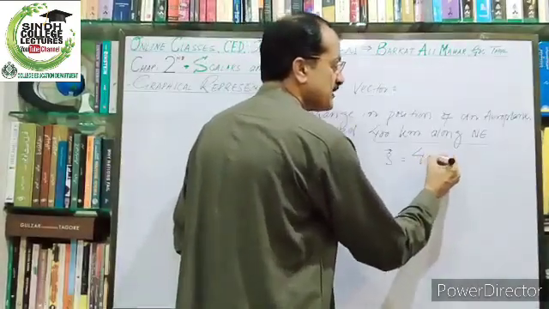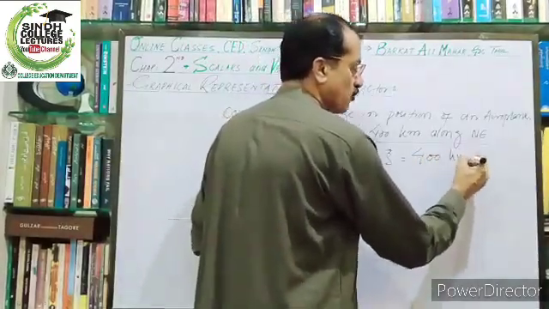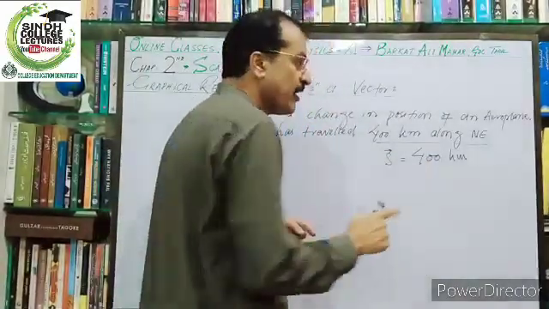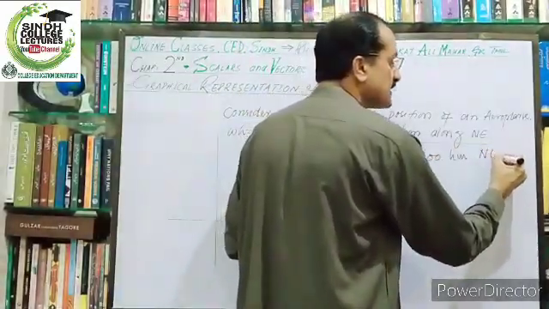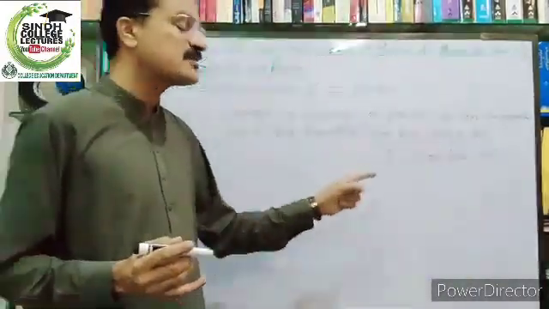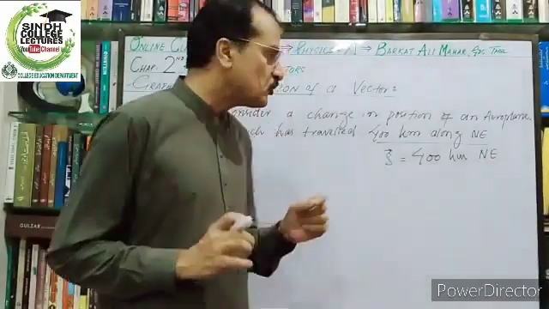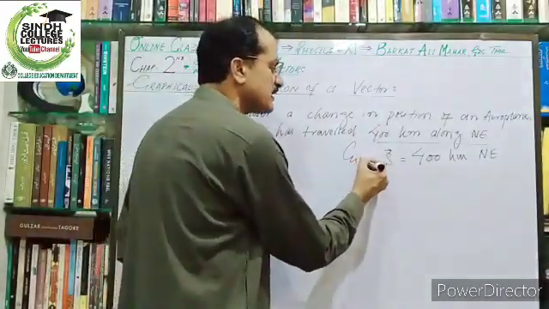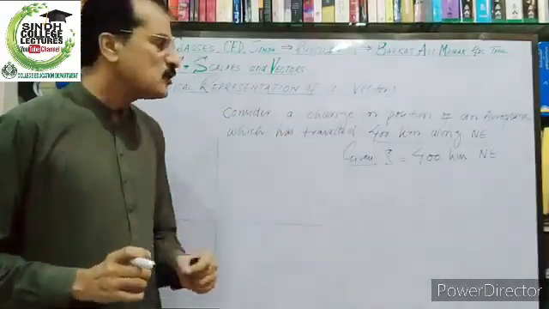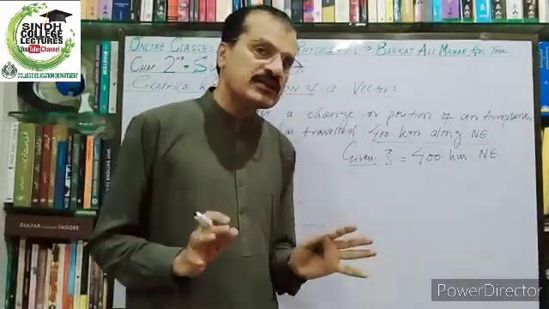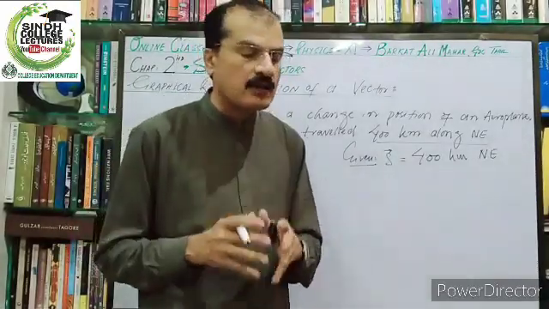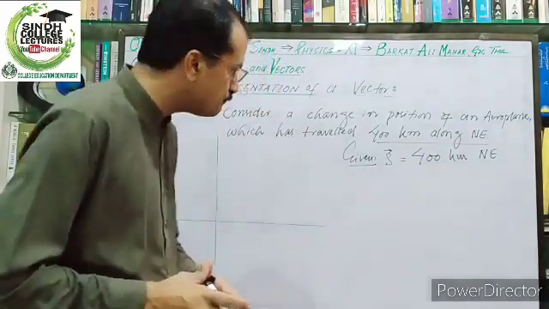And its displacement is what? 400 kilometer. 400 is its magnitude, kilometer is its unit. And northeast represents the direction of this displacement. So you can say this one is a given vector according to this consideration, but we are going to represent this vector graphically. Let's see how can we represent it.